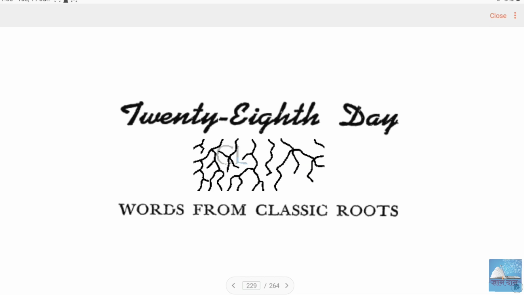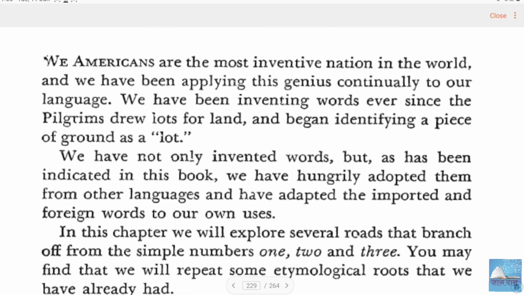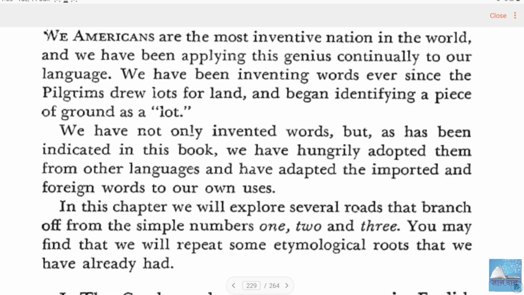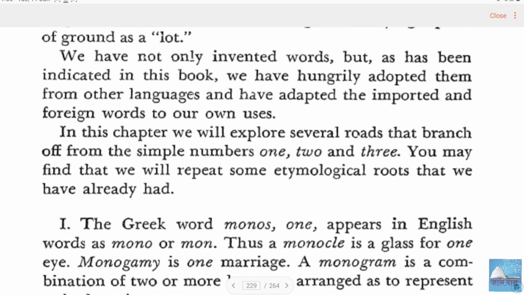Today is the 28th day of 30 days to a more powerful vocabulary: Words from Classic Roots. We Americans are the most inventive nation in the world, and we have been applying this genius continually to our language. We have been inventing words ever since the Pilgrims drew lots of our land and began identifying a piece of ground as a lot. We have not only invented words, but as has been indicated in this book, we have hungrily adopted them from other languages and have adapted the imported and foreign words to our own use.